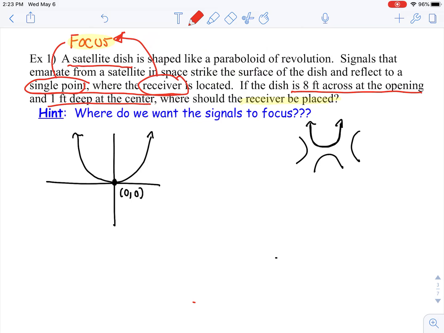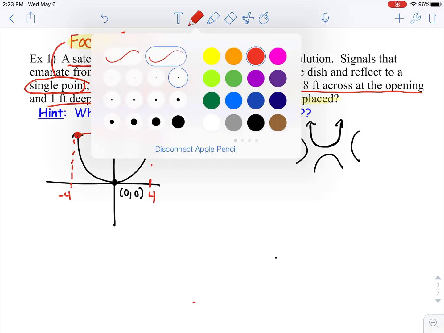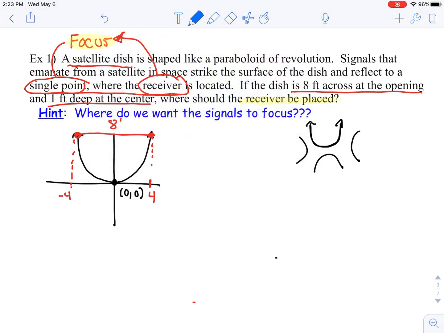Now, we know that this dish is 8 feet across at the opening. So we're going to say that the dish opens right here and that this distance is 8 feet across. Now, because parabolas are symmetrical, from this side and this side, this has to be 4, this has to be -4, for that total distance of 8. We also know that the parabola is 1 foot deep at the center. So from this center here to the top of my dish, this is 1 foot. That means the y value here must be 1.